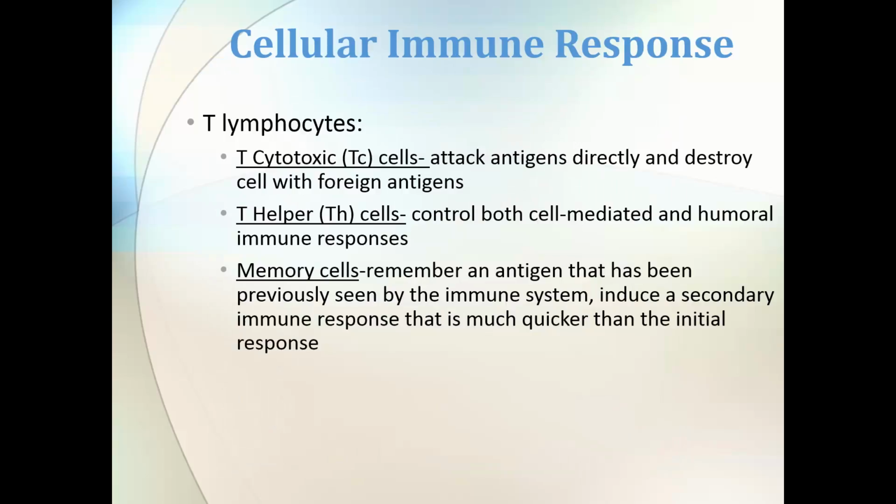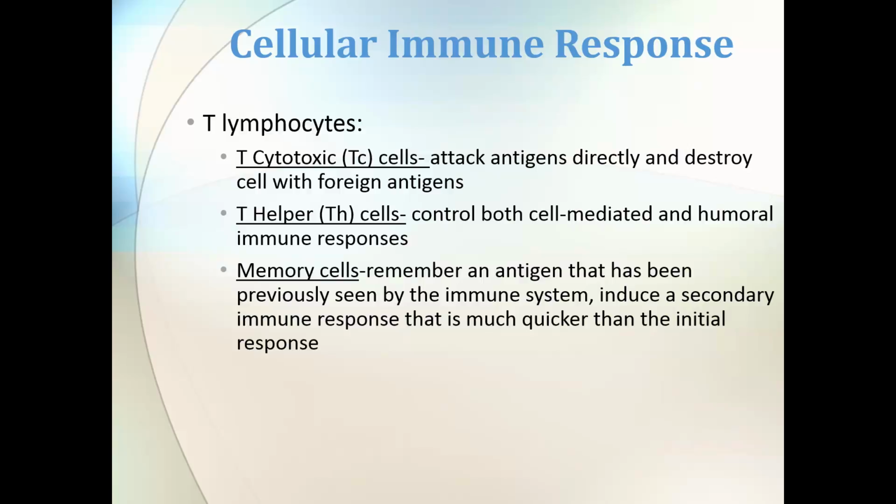Okay. And then cellular immune response, those are your T cells, right? As I mentioned, there are a lot of different types of T cells. We have the T cytotoxic cells that attack antigens directly. And then you have the T helper cells that help control both the cell-mediated response, so the work of the T cells in the immune response, but also work with the antibodies that are formed from the B cells in the humoral arm of the immune response as well.